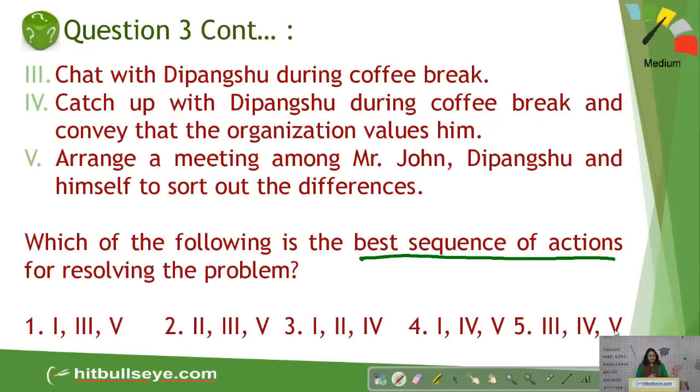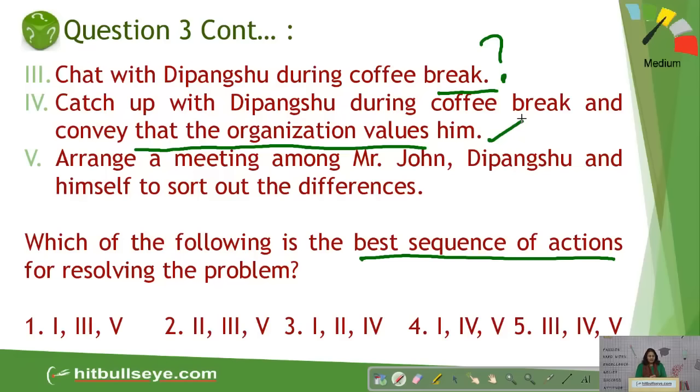The third option, chat with Dipanshu during coffee break. Yes, but chat about what? This kind of an option doesn't clarify what it is about. Let's look at the fourth one, catch up with Dipanshu during coffee break and convey that the organization values him. Option 4 now clarifies what is not there in option 3, that he should catch up with Dipanshu and tell him that we need to retain you. Now this addresses our second very important issue, that Dipanshu might be quitting the job.